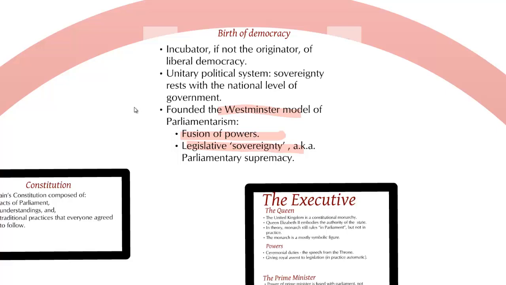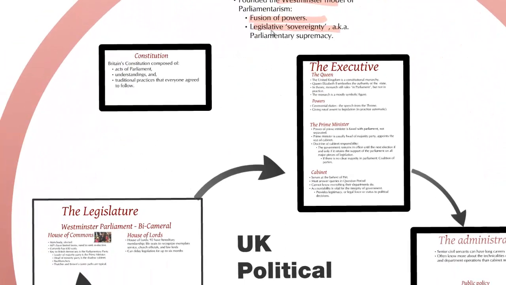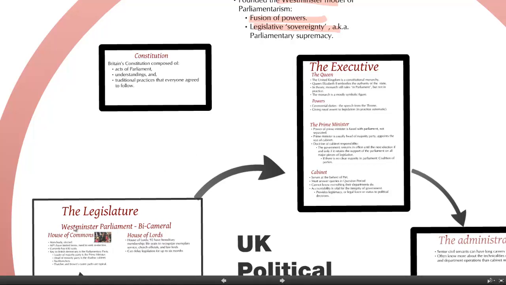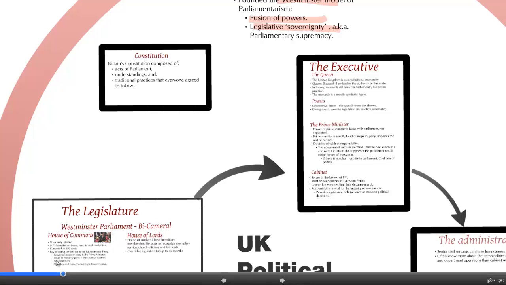And this is the start of the Westminster model, which is hardly strange. The Westminster name should be a clue there. This is the Westminster model of parliamentarism. So there's fusion of powers and legislative sovereignty, parliamentary supremacy. These are two words that describe the system. And this really means that sovereignty rests with the legislature, and that the fusion of powers means that the Prime Minister, the government, the executive cannot remain in office without the confidence of the House of Commons.